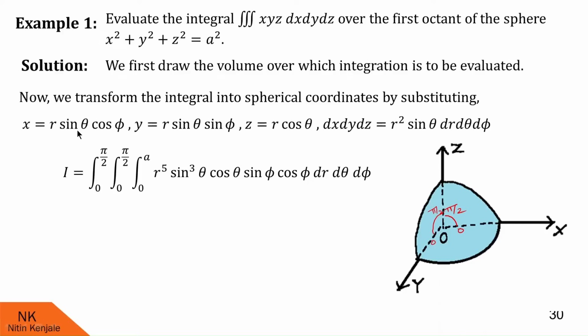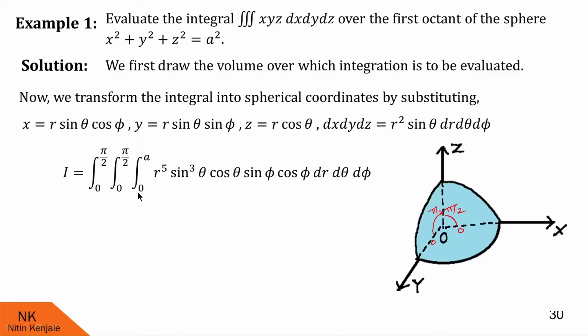We have 1 sine theta from x, 1 from y, and 1 from dx dy dz. So together we will have sine cube theta over here, because we are taking the product x, y, z. And finally, we will be left with cos theta, sin phi, cos phi, dr d theta d phi. This cos theta is coming from z, this sin phi is coming from y, and this cos phi is coming from x. I hope you understood this transformation from Cartesian coordinates to spherical coordinates.